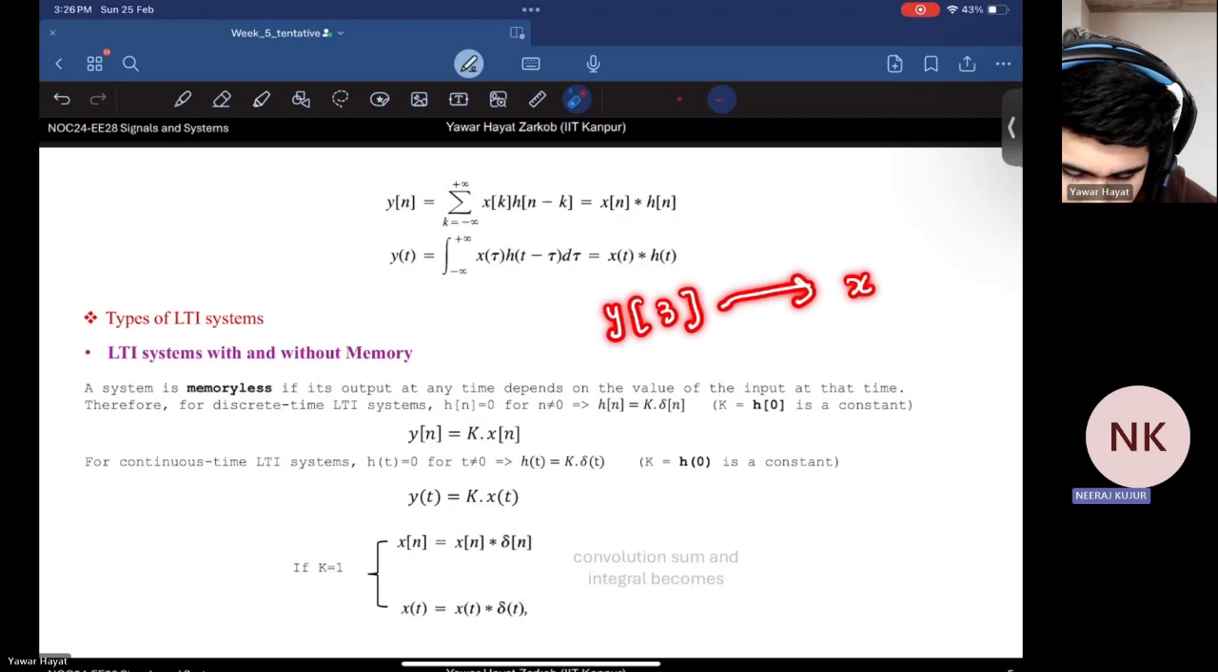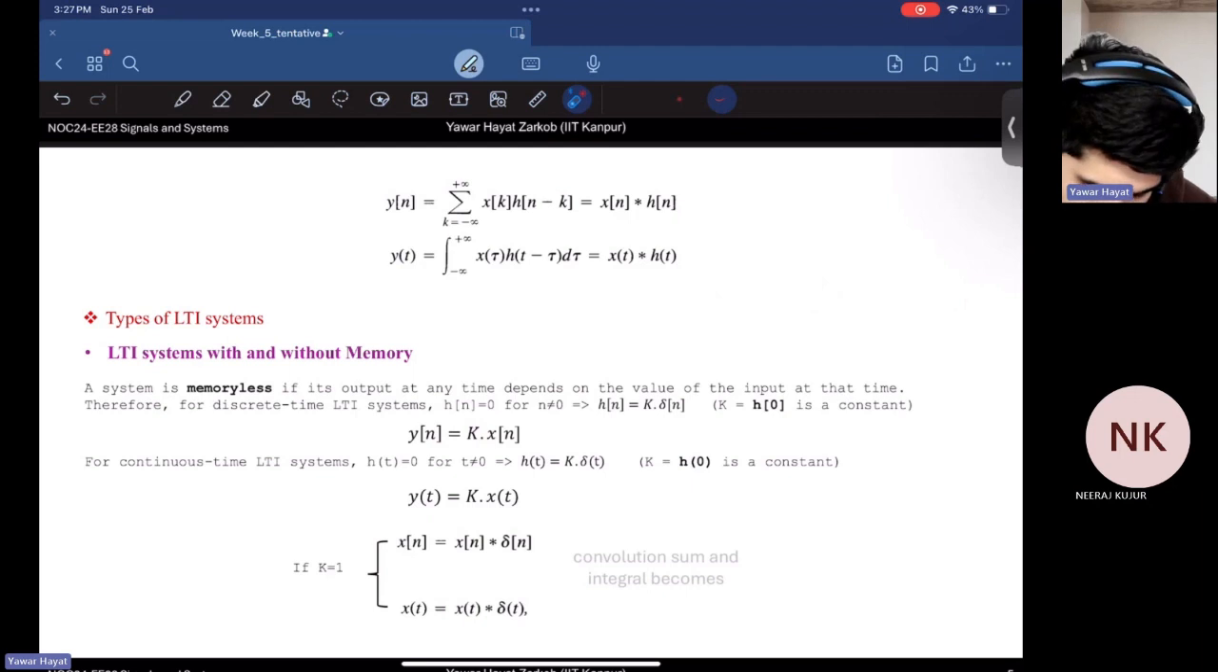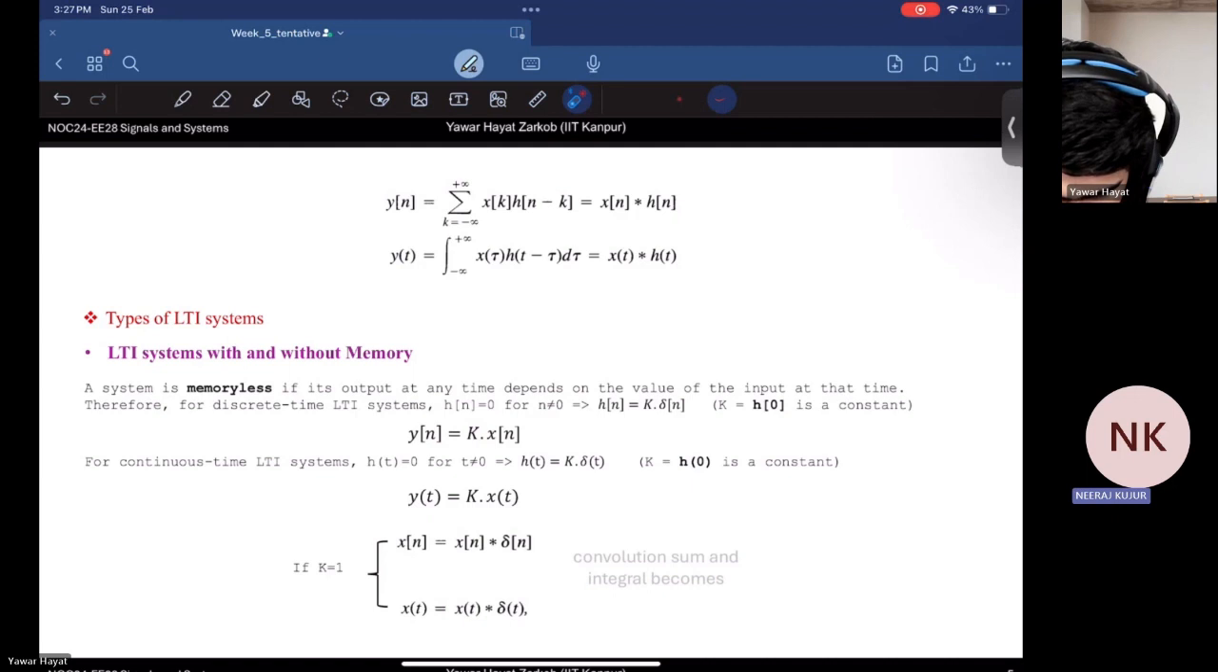Sir, the input at time 3, x of 3, should not depend on future instances of time or past instances of time. Okay. So for discrete time cases, h of n is equal to 0 for n not equal to 0. Can you see why? If n is equal to 0 and for n not equal to 0. Yes, sir. Because delta is 0 for n not equal to 0.